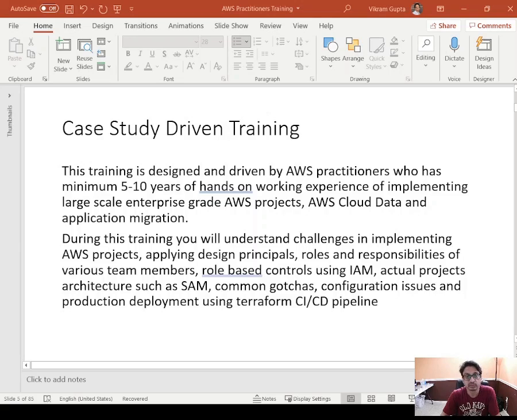Then I think a very commonly asked question is around how you manage IAM within AWS. AWS is very particular about which services can assume which role and who can access what. So I think as part of your interview discussion, you should definitely talk about role-based controls using IAM.